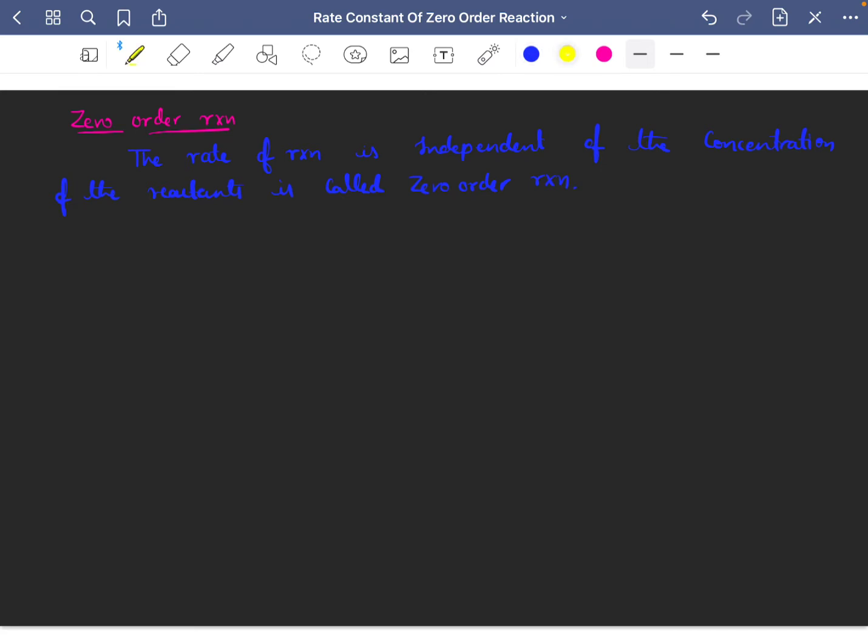You can take some examples here. The examples will be, you can take decomposition of NH3. So NH3 in the presence of platinum or rhodium catalyst you can take. So we'll get N2 plus H2 and these two are gases. If you balance this, you will get a balanced equation like this: 2NH3 gives rise to N2 plus 3H2, and nitrogen and hydrogen are gases here. And rate will be like this.